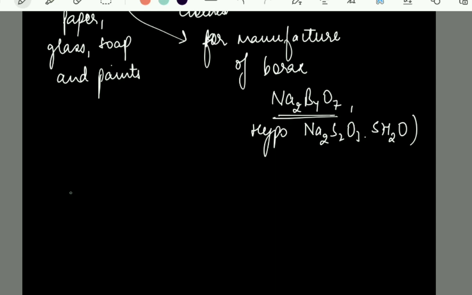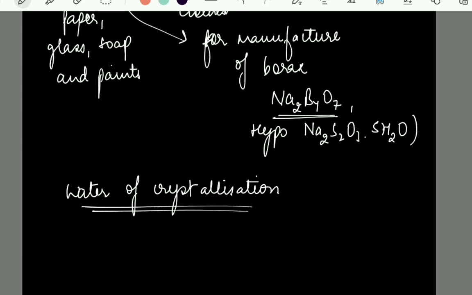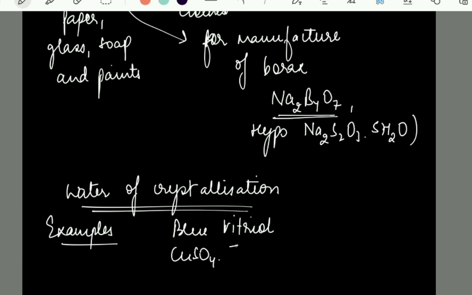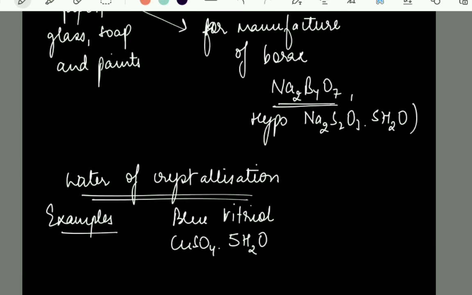Then moving ahead to water of crystallization. This we have discussed before also, so I'm just going to take some more examples. Water of crystallization is the number of water molecules loosely bound to one unit of a compound or a salt. We are going to discuss examples. So we have blue vitriol. Blue vitriol is nothing but CuSO4.5H2O, copper sulfate pentahydrate. It's blue in color.